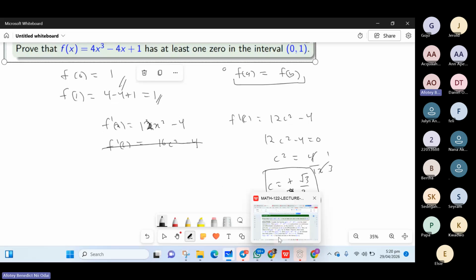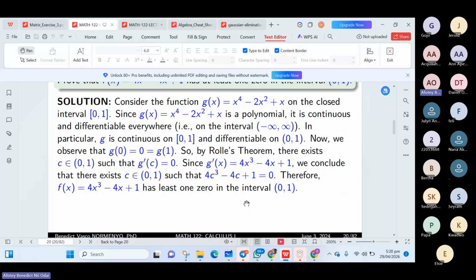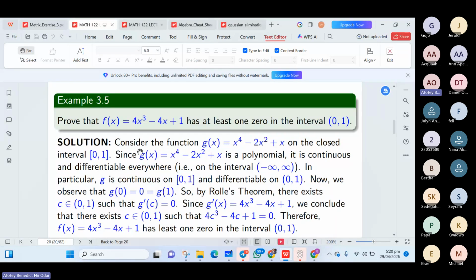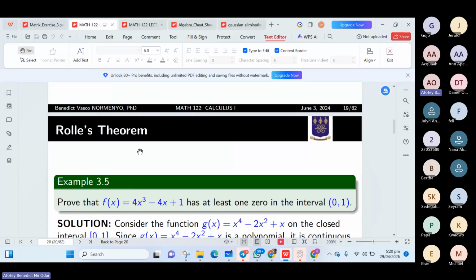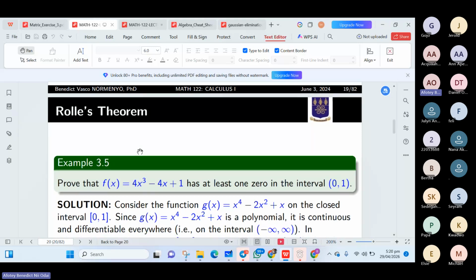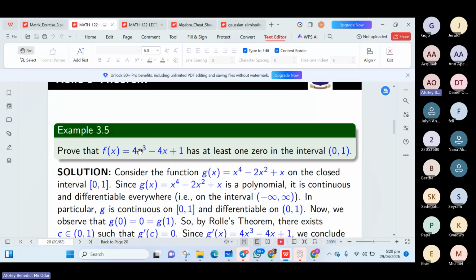Okay. So again, because g of 0 is equal to 0 and g of 1 is equal to 0 as well, f of A is equal to f of B. Then according to the Rolle's theorem, we can literally find the differential, and there will be a point C where the function becomes 0.